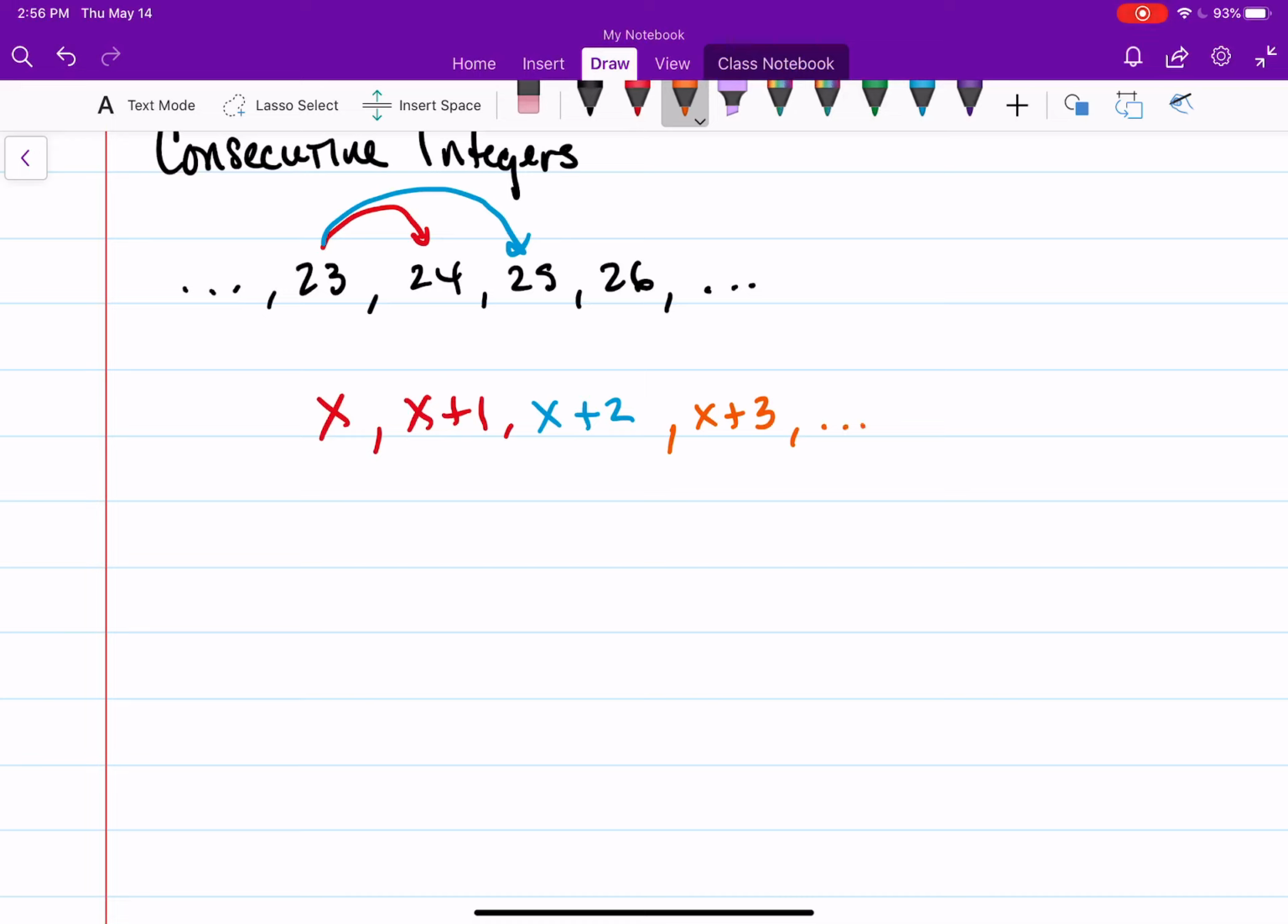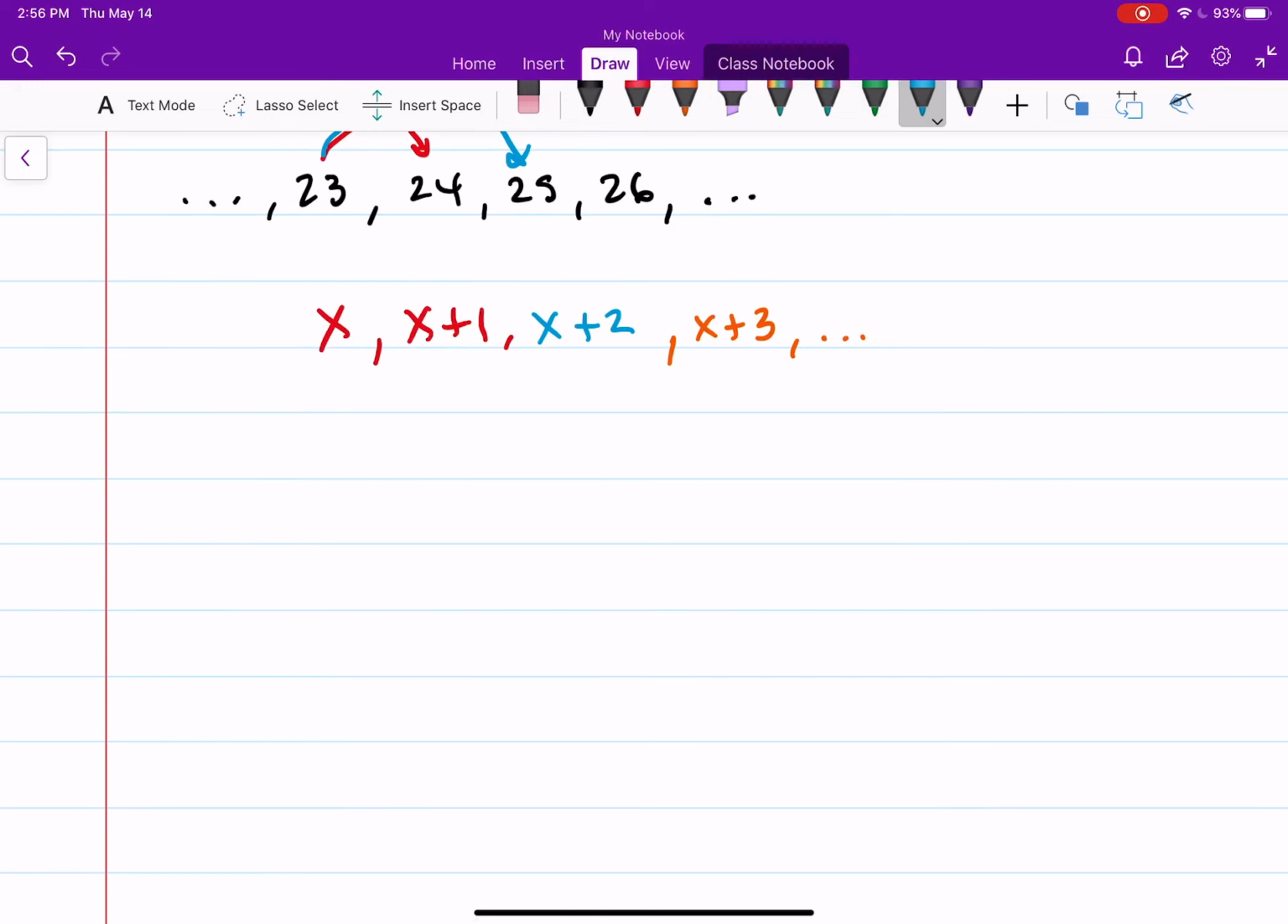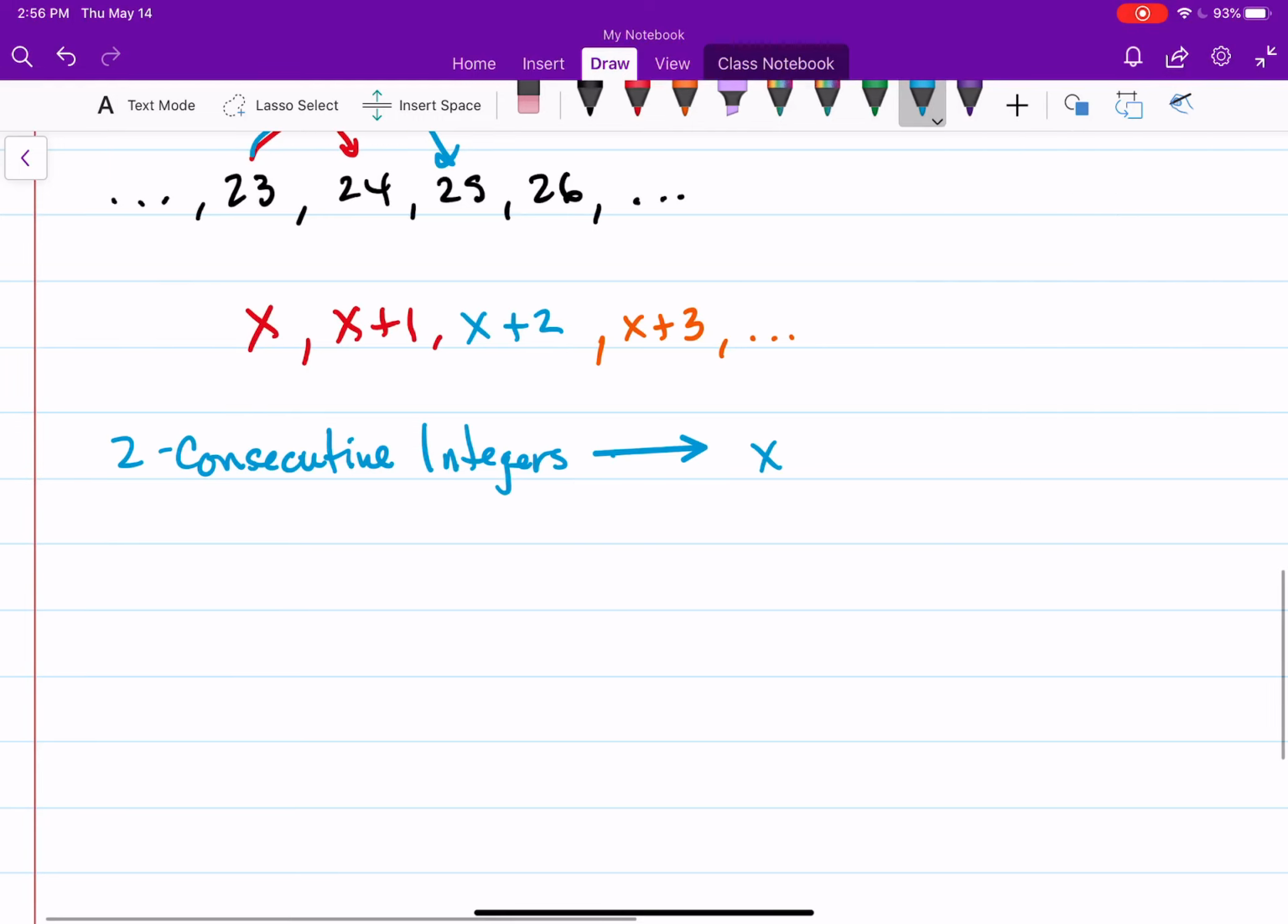So depending on how many you need, if you needed 2 consecutive integers, let me write it down, then you would use in your let statement, or in your problem, just x and x plus 1.